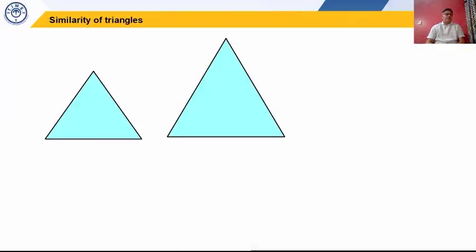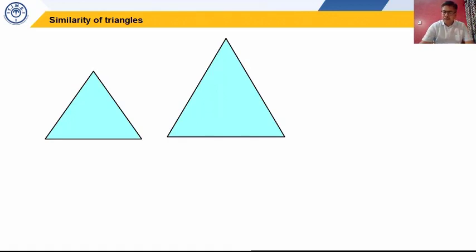In the last class we have discussed centroid, median, incenter, circumcenter, orthocenter, Euler triangle, and all the properties of triangles. So far, the various types of centers are concerned. Right? Today I am going to start similarity of triangles.